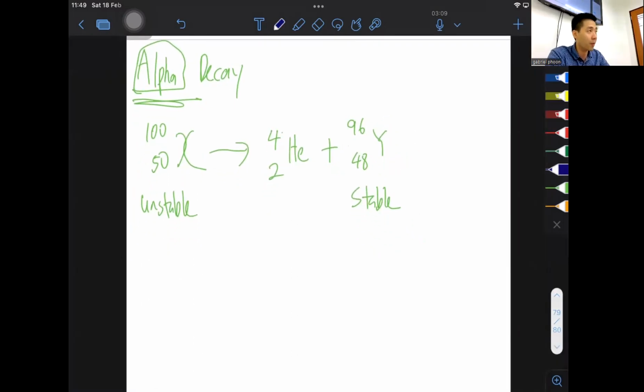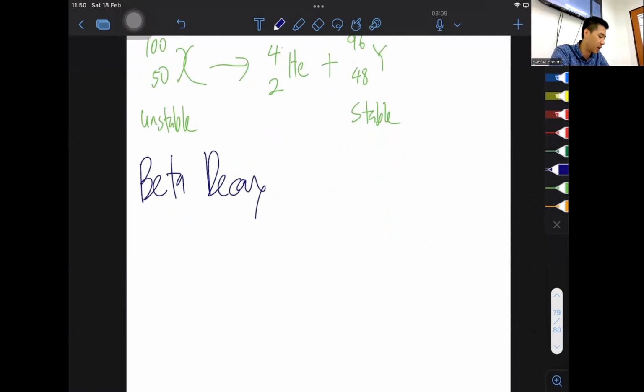Then once you know about alpha decay, the next thing is beta decay. If it's a beta decay, same scenario as well. Let's say, for example, it has a random element A, with 50 and 25. If I say that it goes through a beta decay, what's the first thing it will spit out? An electron, 0, -1.